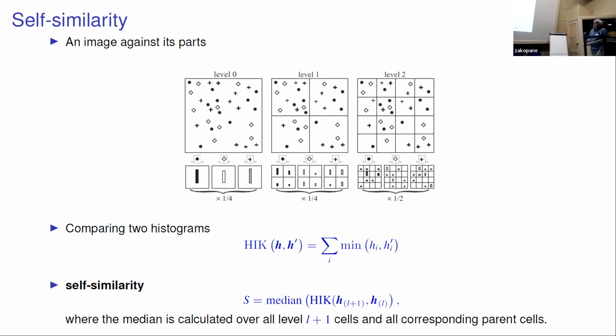Okay, and then there is something which is called self-similarity, and the idea is to confront the picture with its parts. So divide the image into sub-images and make appropriate histograms. The same histogram you make for the whole picture and then for the parts, and then there is an idea how to compare two histograms. Very simple, and self-similarity is defined as the median of this measure between, say, two levels of this division: the whole picture and some division into 16 parts.